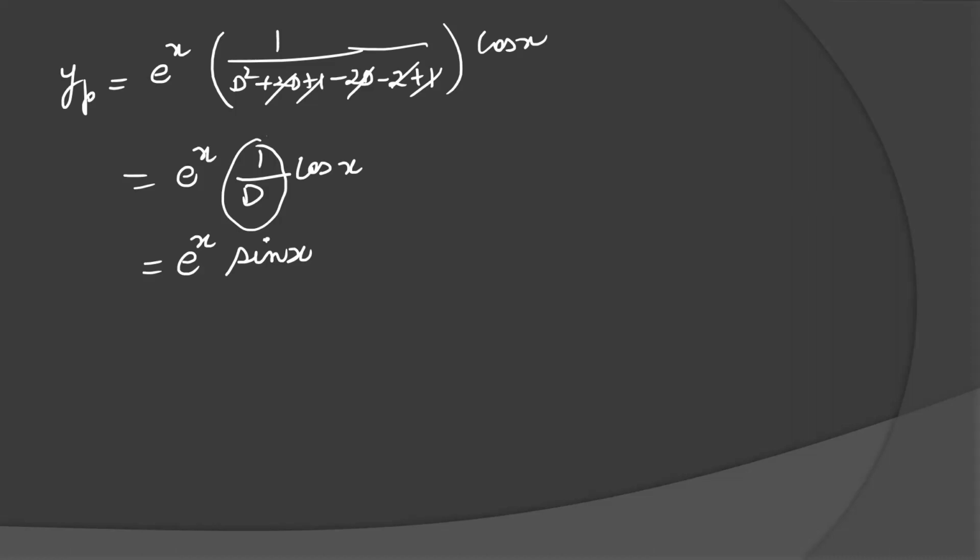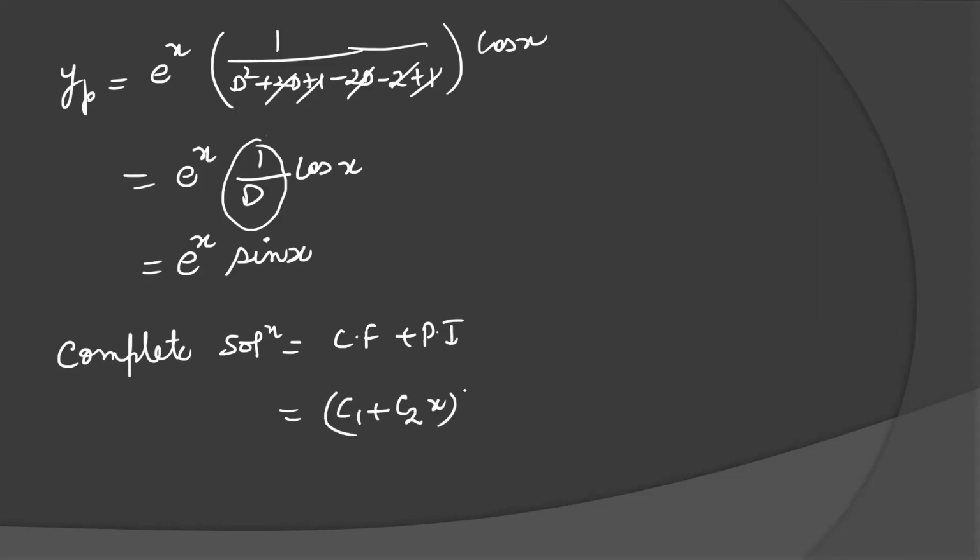We don't add the constant, we add the constant in the complementary function only. So the complete solution is given as CF plus PI. So it is equal to (C1 plus C2 x) e to the power x plus e to the power x sin x. So this is our solution of the given differential equation. Let's see one more example.